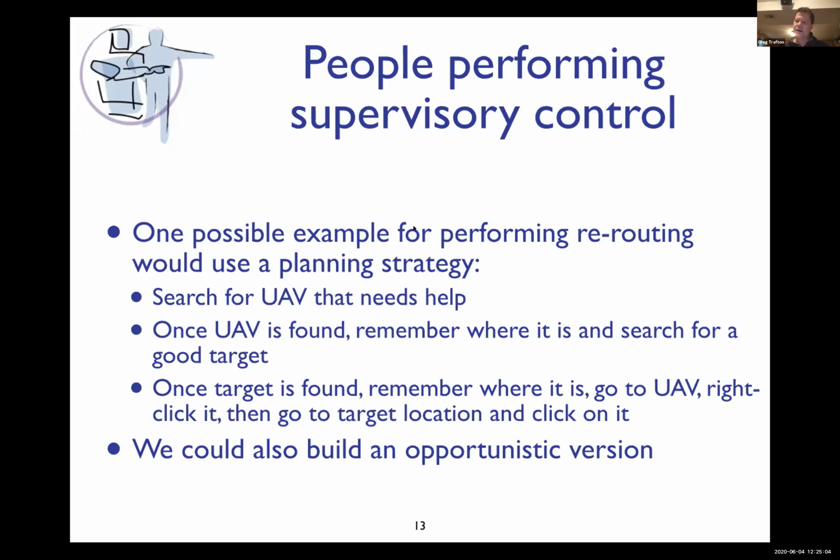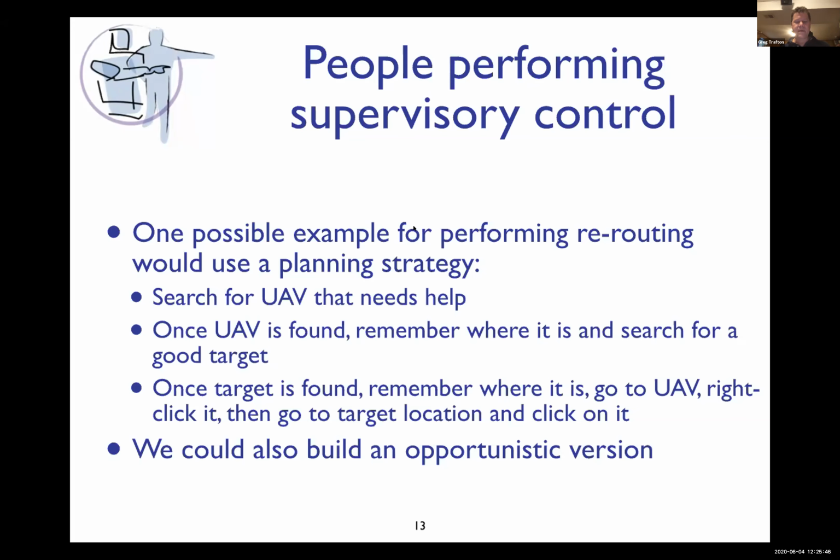You can imagine one possible example here would be a planning strategy where you search for a UAV that needs help. And once you find that UAV, you remember where it is, and then you search for a good target. So you're trying to optimize something. And then once your target is found, you remember where it is, you go to the UAV, you right click it, and then you go to the target location and click on it. It's a full-up planning, make things really good ahead of time. This is the way that perhaps an AI system would do it, and maybe people even do it at some level as well.